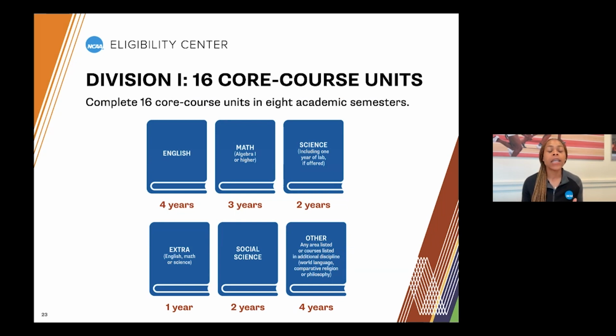As you see on this slide, if your student athlete wants to go Division I, they would need 4 credits of English, 3 credits of math, and we look at the Algebra 1 level or higher, 2 credits of science, so biology, physics, chemistry, and one of those years of science or credits of science need to include a lab if your school offers. 1 credit of an extra or an additional English, math, or science. 2 credits of a social science. So social science would be social studies courses, history, geography, government, those type of courses. And then the last one is 4 credits of any other additional courses.